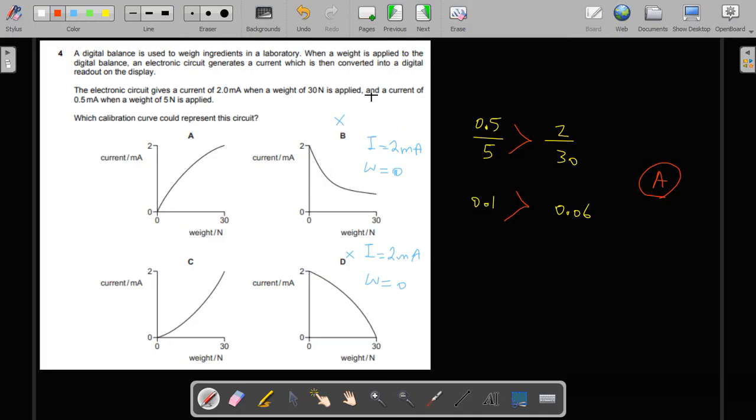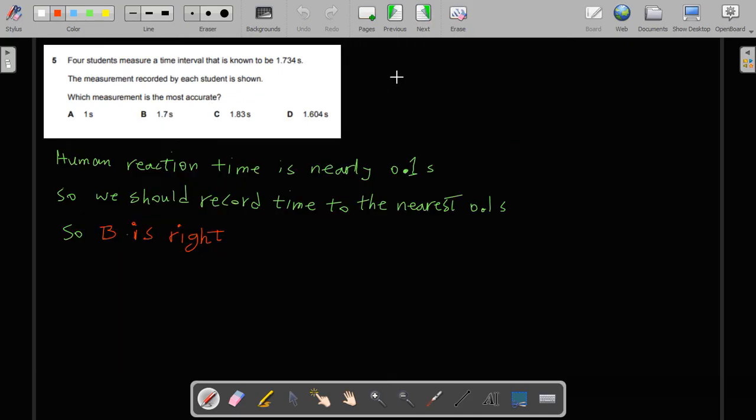So question 4, A is right. Question 5. 4 students measure a time interval that is known to be 1.704 seconds. The measurement recorded by each student is shown. Which measurement is the most accurate?